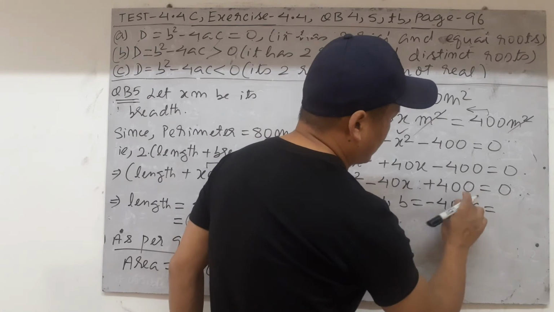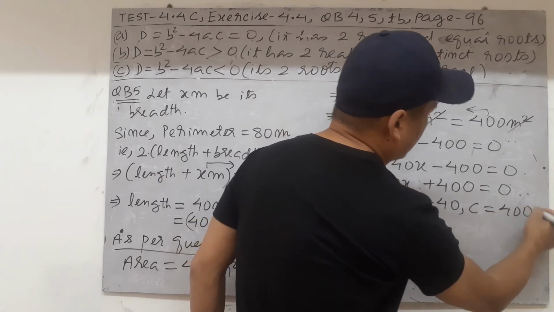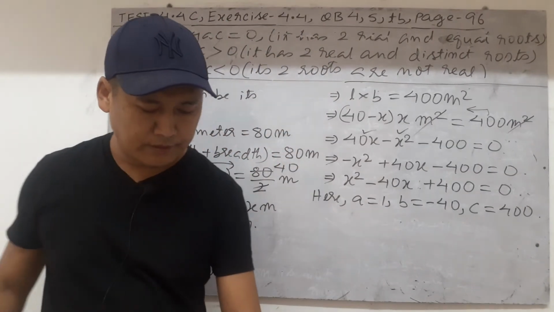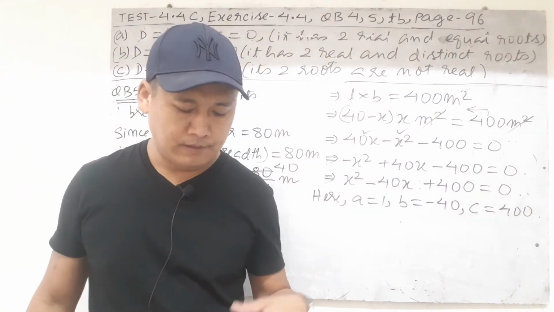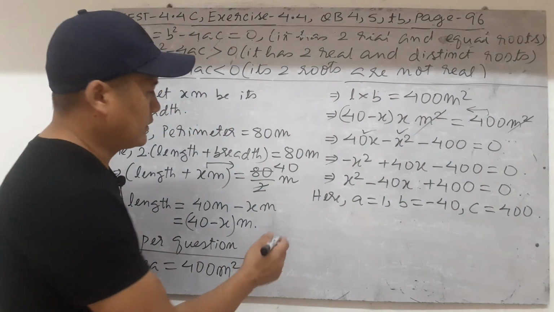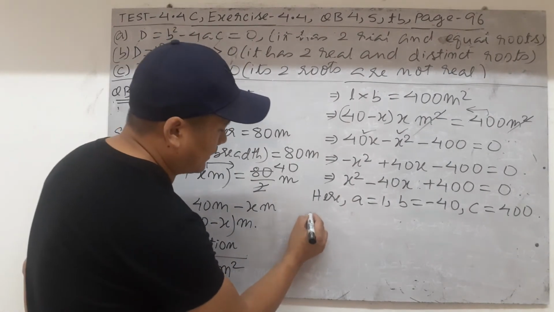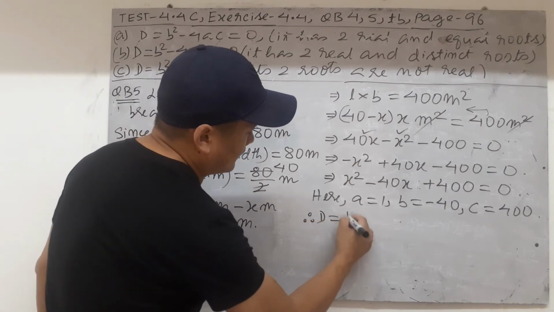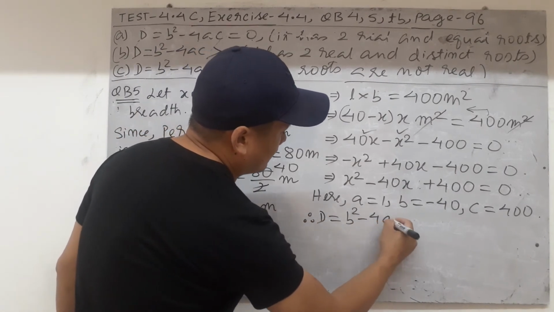And the third term is called c, this one, plus 400. So go back to the question: is it possible to design this rectangular park? The answer is to find D. So we just write it, therefore D is equal to b squared minus 4ac.